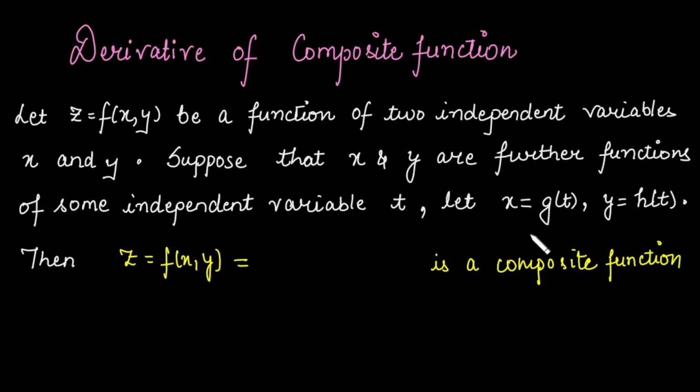Everyone, in this video we are going to learn what is a derivative of a composite function. Starting with the function, suppose we have a multivariable function that is depending upon two variables x and y. And now suppose these two functions further depend upon some independent variable t. It means we are taking the function z as a function of x and y, and x is depending upon t by this form and y with this.